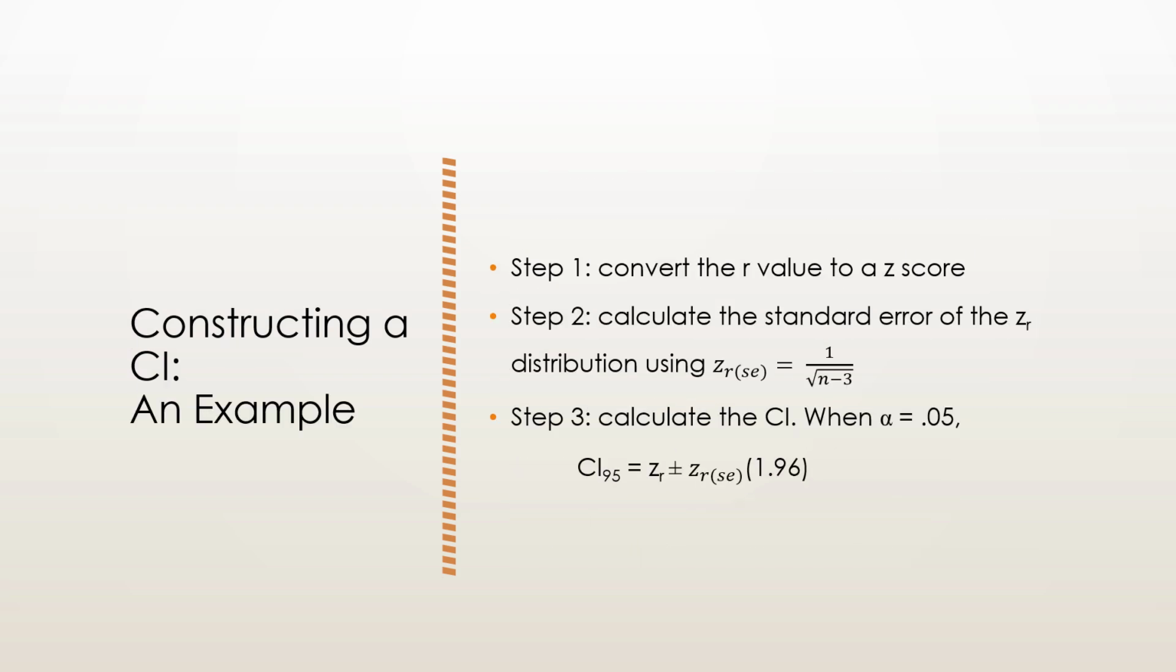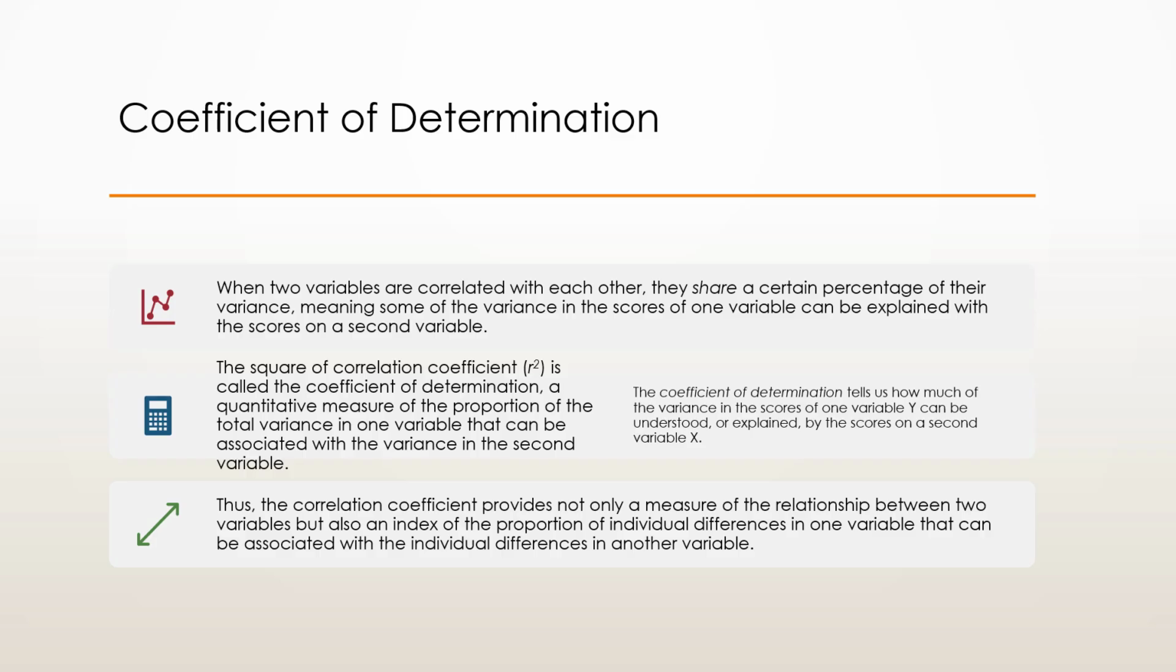Once converted, the standard error of the Z distribution is 1 over the square root of n minus 3. The confidence interval in Z form is the Z-score converted from R plus or minus the standard error of the converted Z distribution times 1.96.